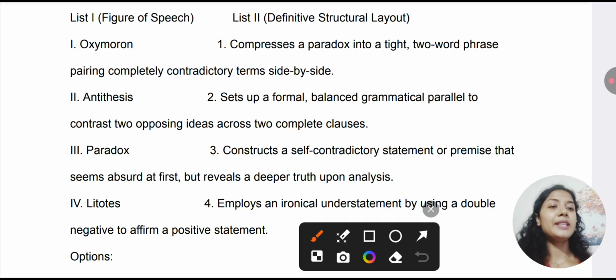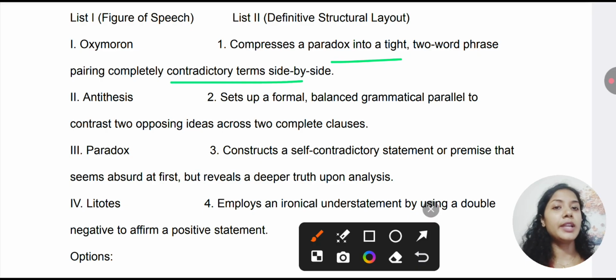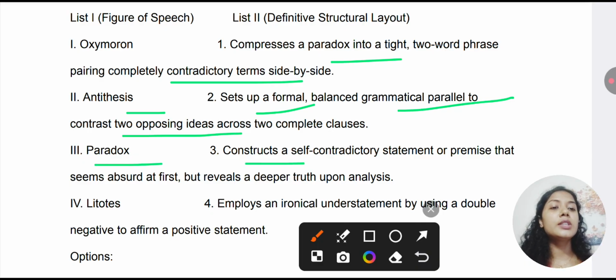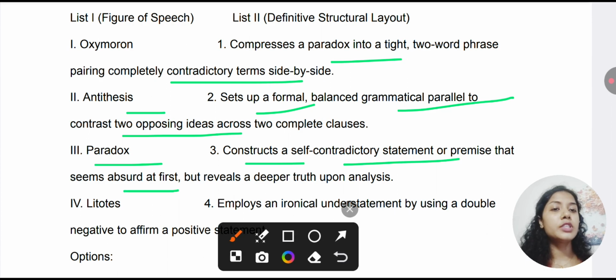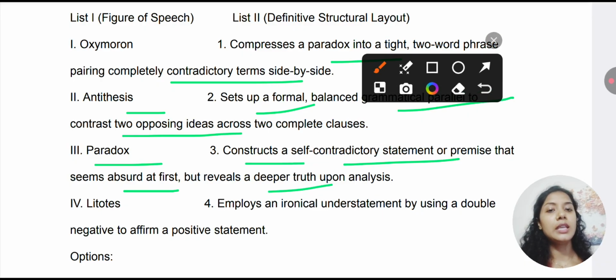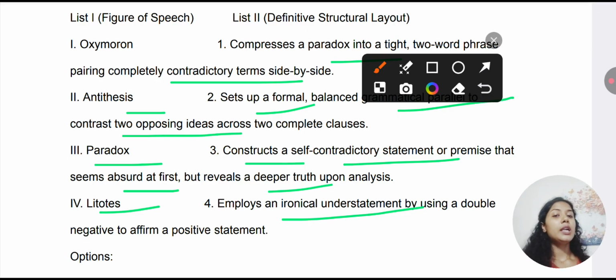So oxymoron compresses a paradox into a tight two-word phrase, pairing completely contradictory terms side by side. Antithesis sets up a formal, balanced grammatical parallel to contrast two opposing ideas across two complete clauses. Paradox constructs a self-contradictory statement or premise that seems absurd at first but reveals a deeper truth upon analysis. And litotes employs an ironical understatement by using a double negative to affirm a positive. I gave you the example: he is not a fool. That means you are saying that he is smart.